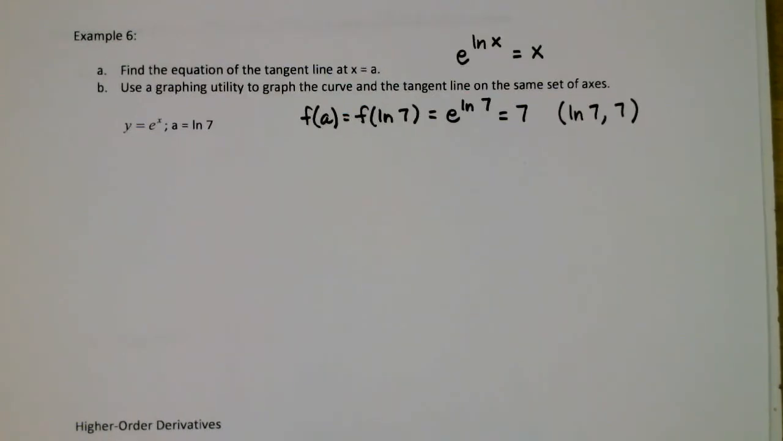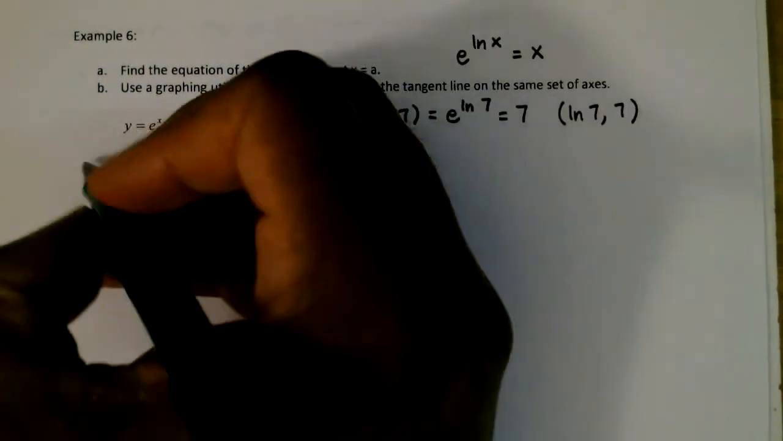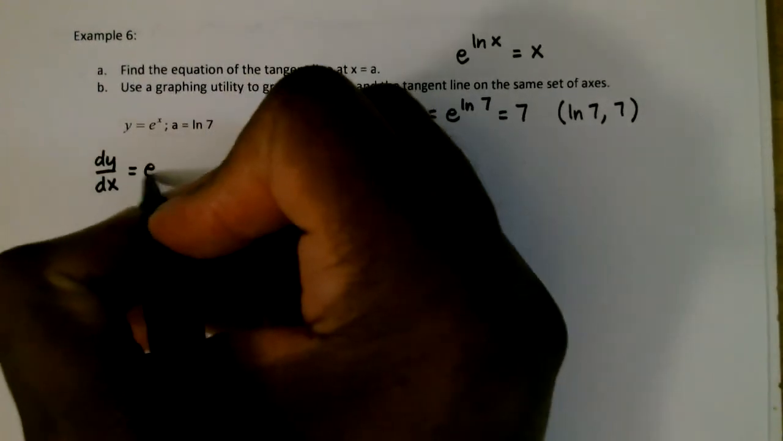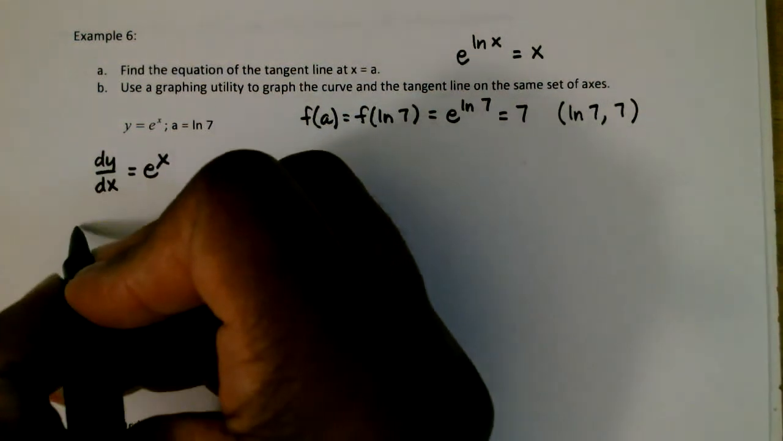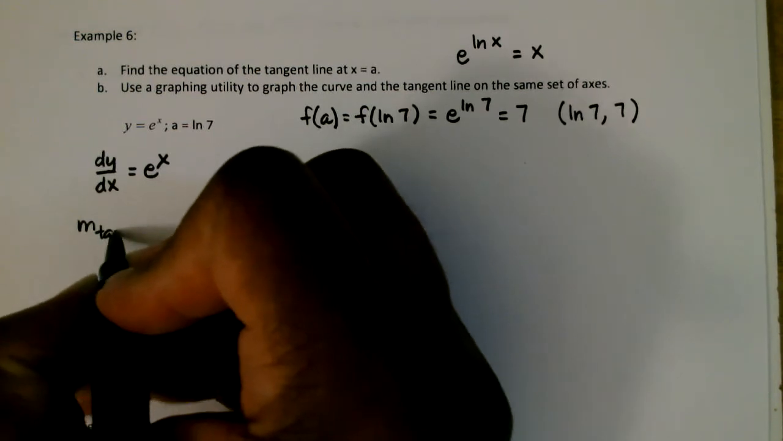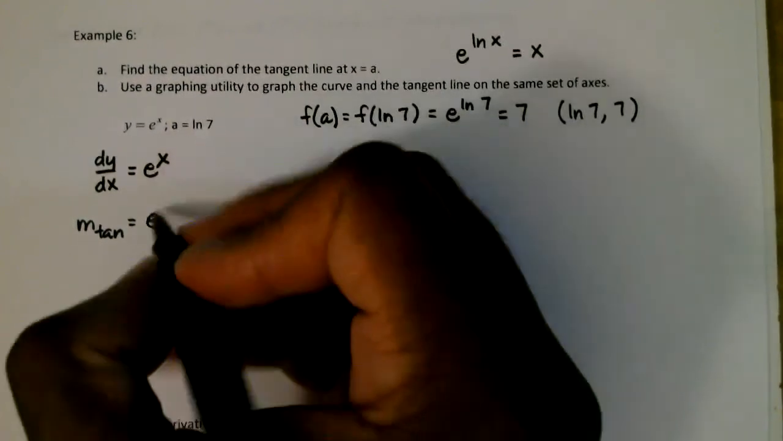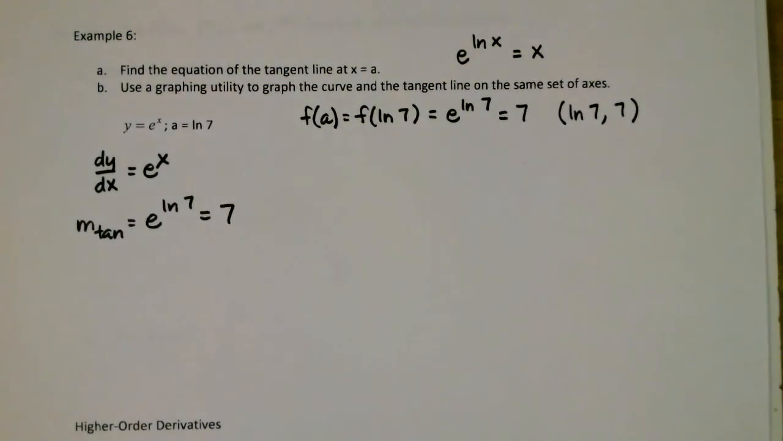Okay. So for us to find the equation of a tangent line, of course, y is equal to e to the x. So dy dx, its derivative is, of course, simply e to the x. And now I need to find the slope of the tangent line. To do that, it would be e to the, in this case, ln of 7, which we found out to be 7. So the slope of that tangent line will be 7.